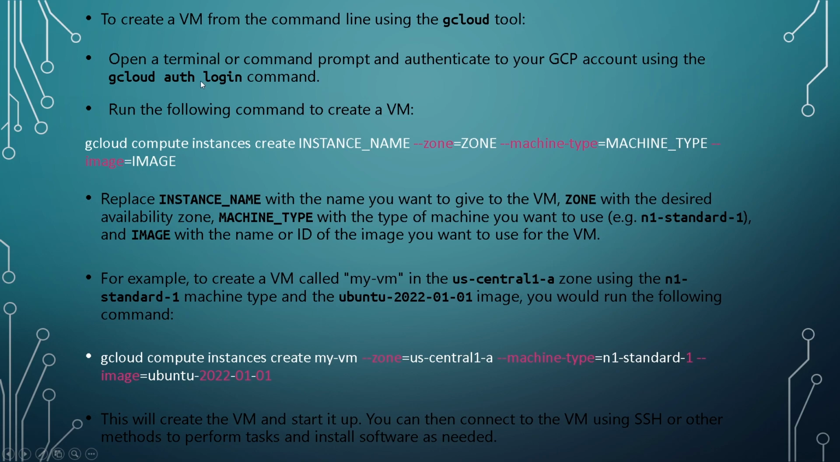You can run the gcloud auth login command, and once you're logged in, you can run the following. What it's basically saying is you run gcloud, which is the main command. You say it's a compute instance, and you create an instance, telling it the name, the zone, machine type, and image. There's a bunch of images, and you can check out the images on the website, and this will create a VM for you.